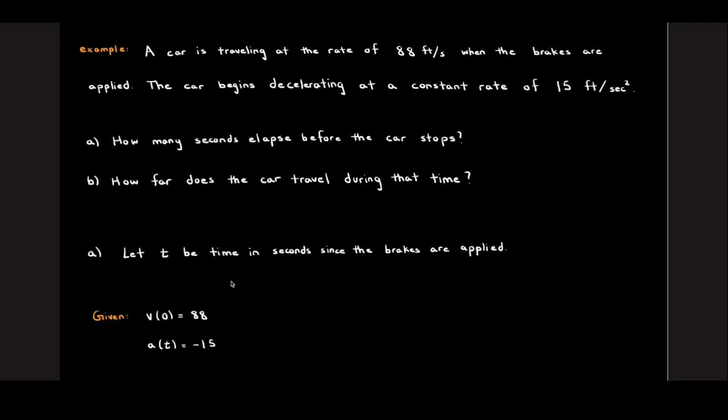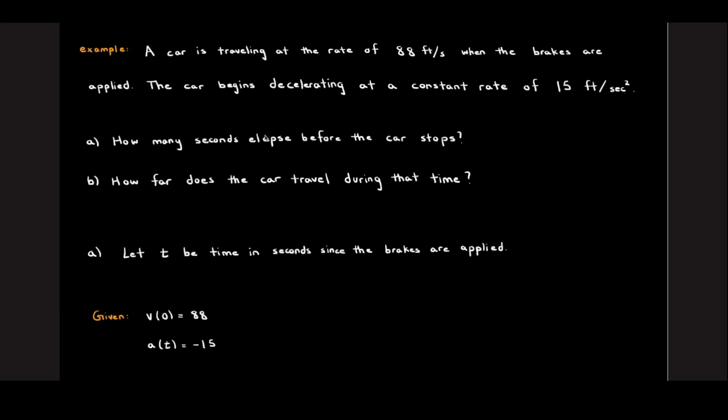So to solve this problem, we need to introduce some variables and some functions here. So let t be the time in seconds since the brakes are applied. That is, we are going to start measuring time as soon as the driver hits the brakes. So time t equals 0 corresponds to the time when the driver actually puts his foot on the brakes. Now we were given that the car is traveling at a rate of 88 feet per second before the brakes were applied.